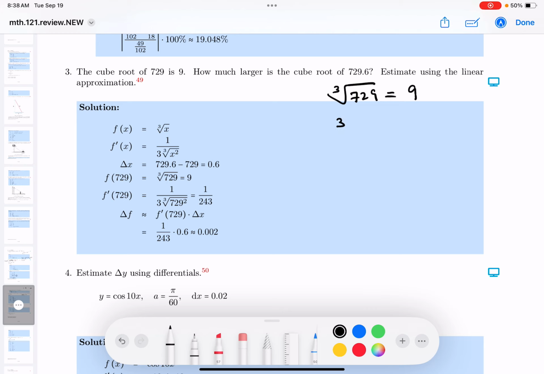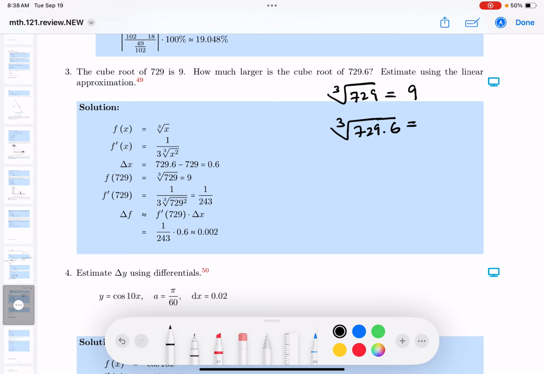I'll write this over here. The cube root of 729.6. Well, looking at it, it's certainly 9 point something. All right, I know that much. Now, again, they want me to estimate this using a linear approximation.